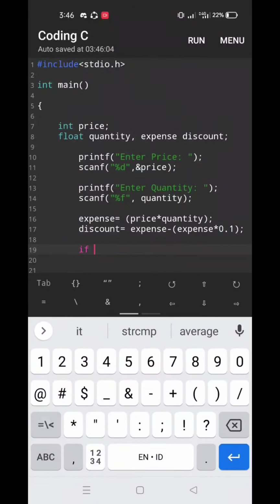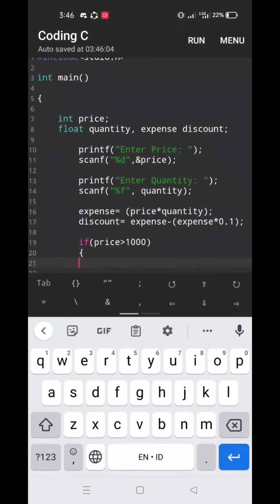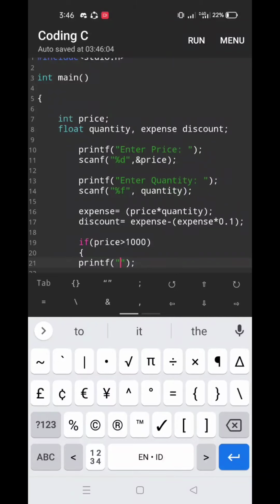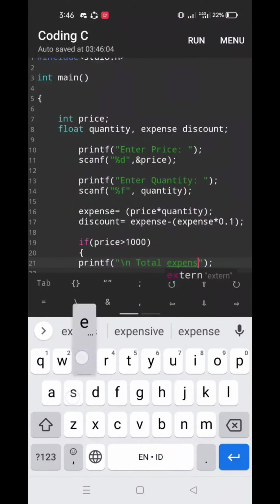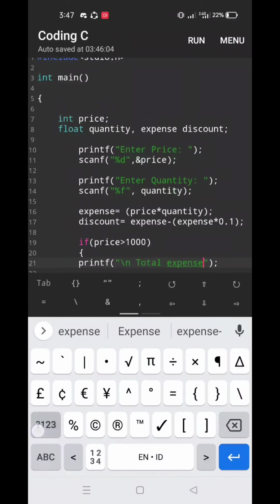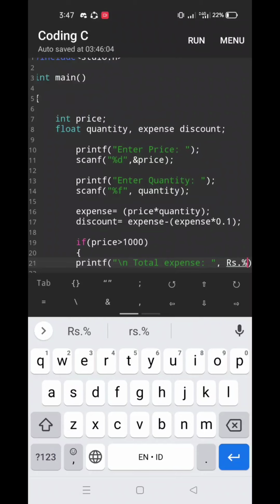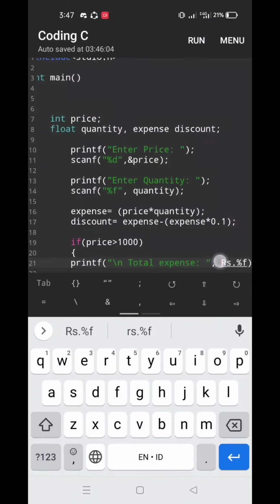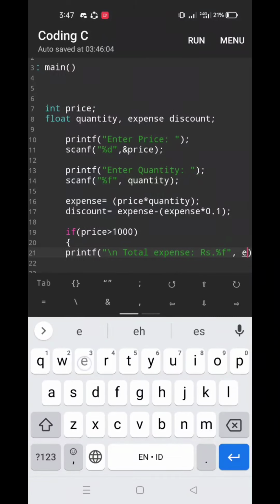Then if, let's say, if quantity is greater than 1000, printf, line break, total expense is, %f for the float. Then expense.